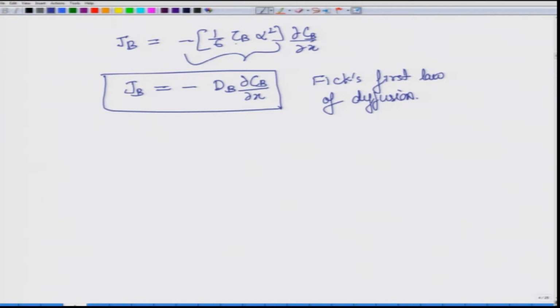One is, what is this tau b that we have already described as jump frequency? This jump frequency can be further expanded to write like this: Z into nu into exp minus delta g m by RT. Where does this come from? So, let us say there is a site. Let us draw.